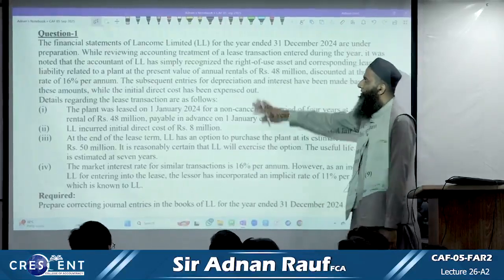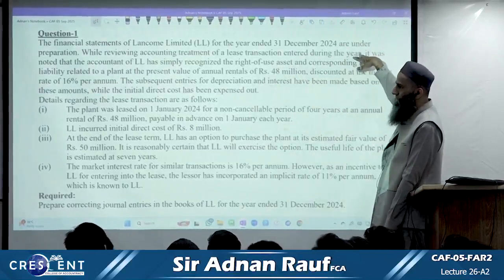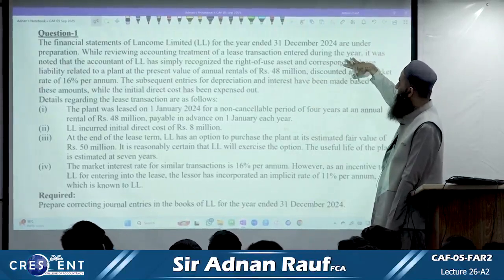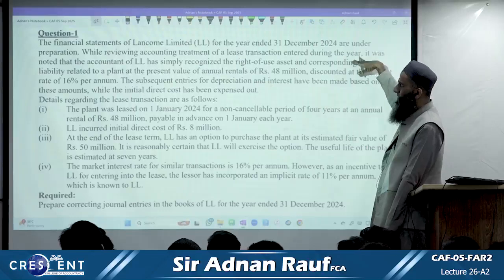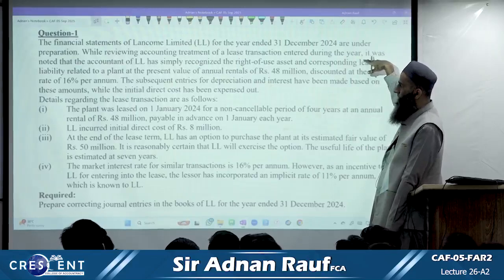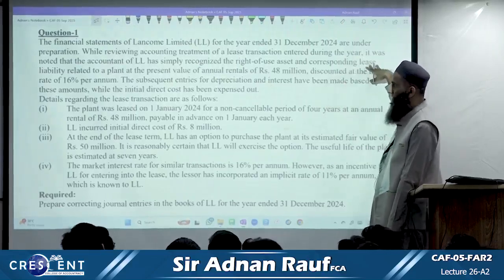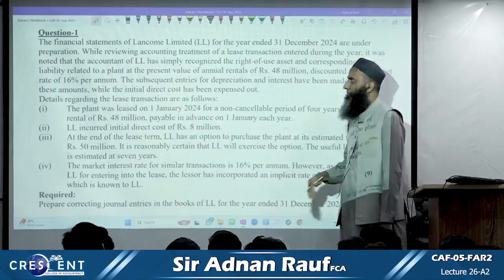The financial statements of Lonely Money Limited for the year 314 are under preparation. While reviewing the treatment of earlier transactions entered during the year, the accountant noted that LL has simply recorded the right of use and corresponding lease liability relating to plant at the present value of annual rental of Rs. 48 million discounted at the market interest rate of 16%.